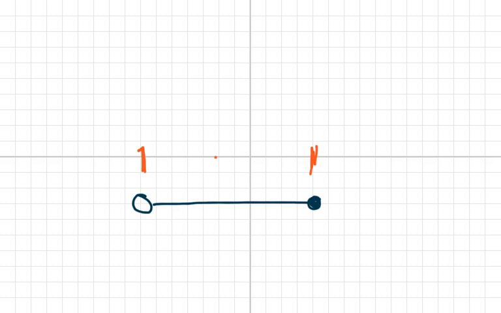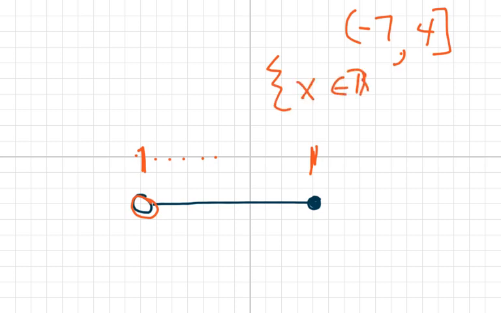Which is 1, 2, 3, 4, 5, 6, 7. So it can't equal negative 7 because it's open, but it can equal 4. So you close it up. The other notation would be x. We're dealing with the real numbers, and the restriction is x is in between negative 7 and 4, including the 4, but not the negative 7. That's why we have the equals there.